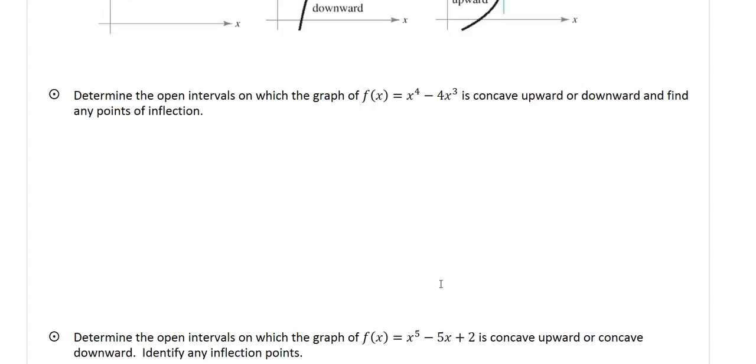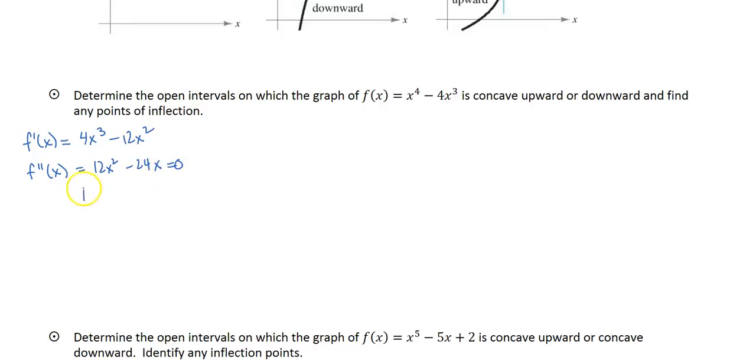It says determine the open intervals on which the graph of x to the fourth minus 4x cubed is concave upward or downward, and find any points of inflection. So we're going to start off by finding the derivative, which would be 4x cubed minus 12x squared, and we're going to find the second derivative, which would be 12x squared minus 24x. So I'm going to set that equal to 0 because it does exist everywhere. Factor out a 12x and I get x minus 2. So I get the points 0 and 2.